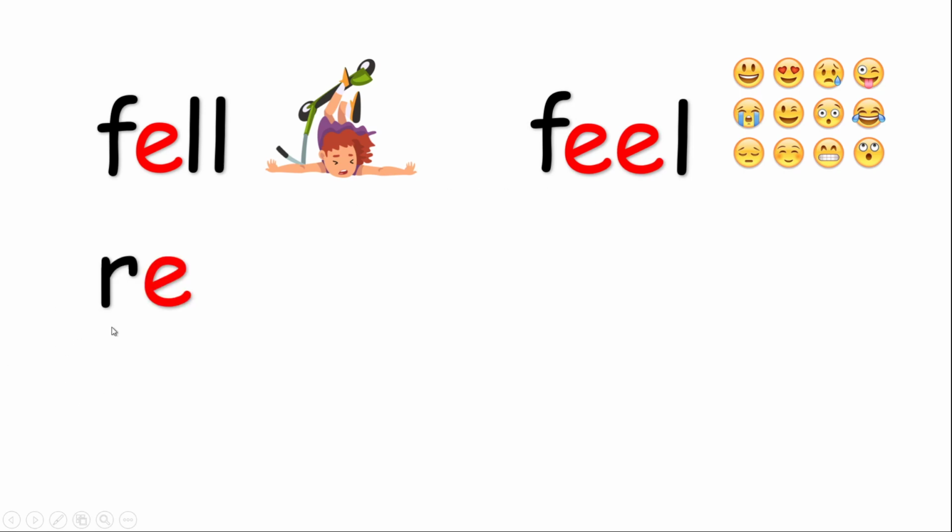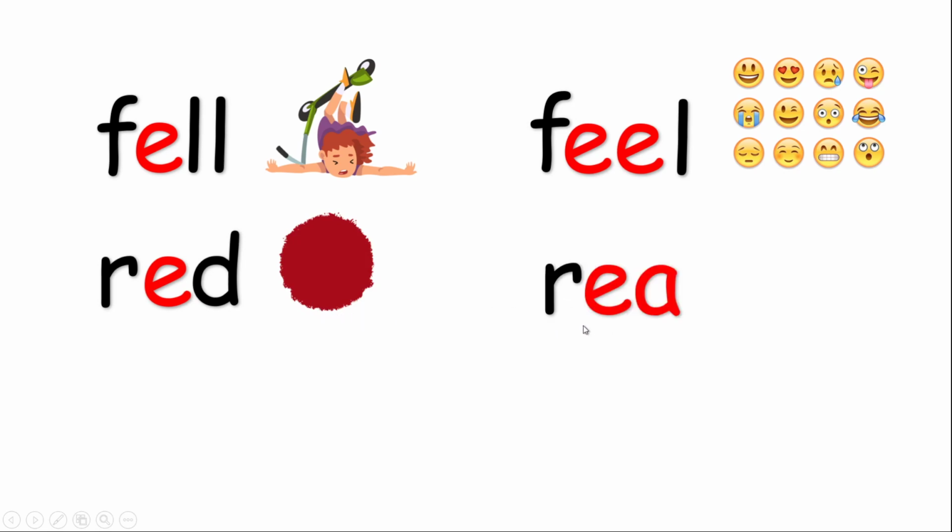Re, re, re, red. Red is a color. On the other side, re, re, re. When we have E and A together, it's long E. Read. So red is a color, and read is a verb. Read a book.